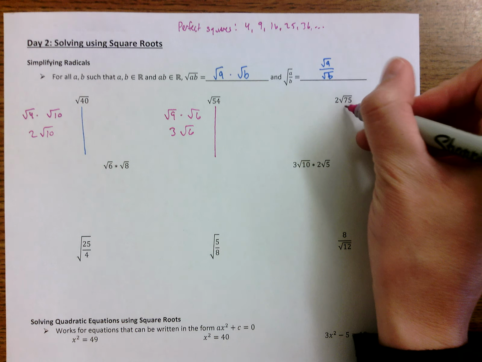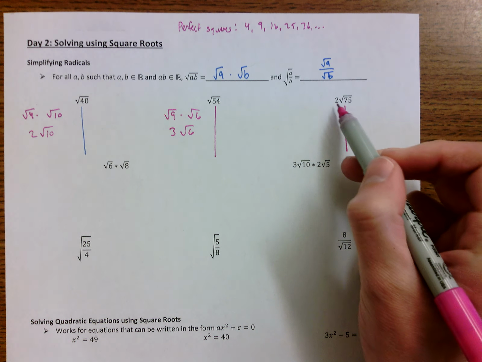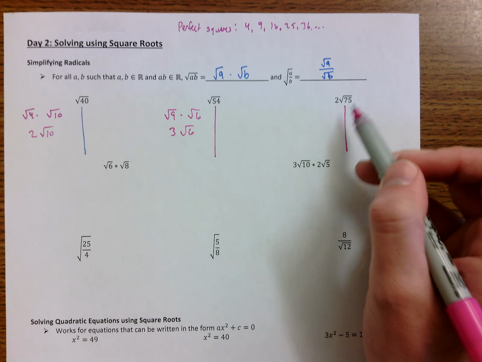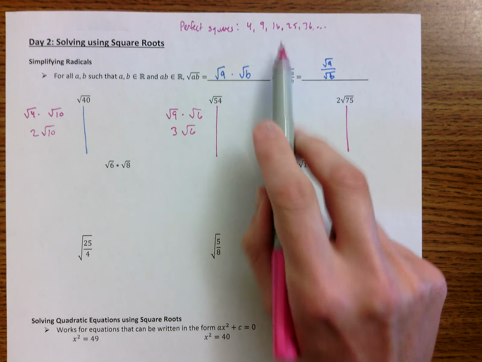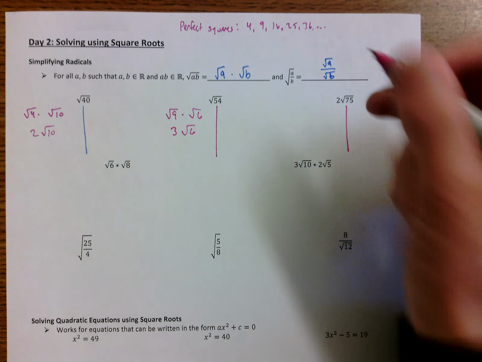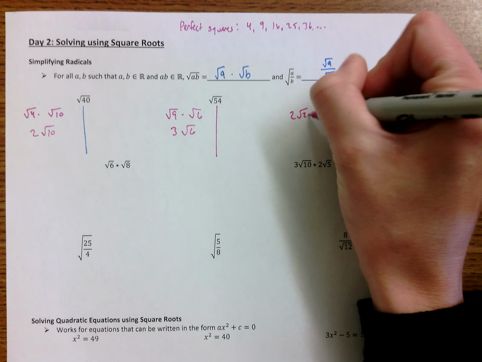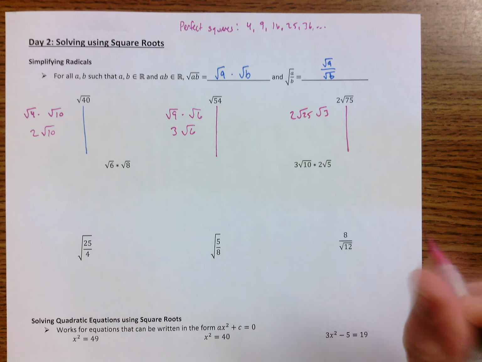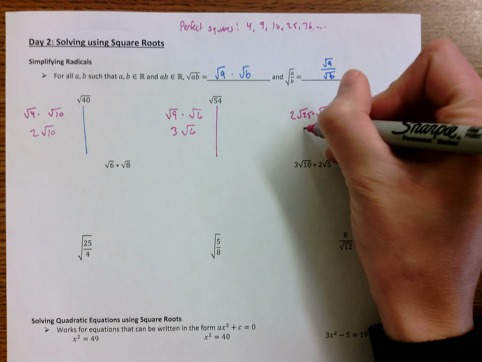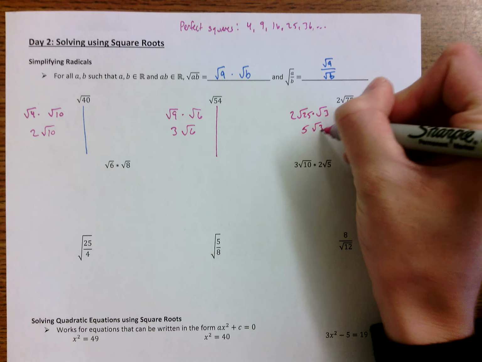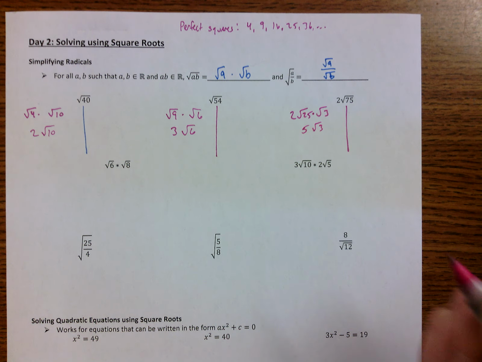Okay, this one over here, the only thing that would be different is that we're going to have this 2 chilling out at the front. So I'm going to focus on the 75. I need a perfect square that evenly goes into it, 25. So I'm going to rewrite this as 2 times the square root of 25 times the square root of 3. The square root of 25 is 5. The square root of 3 is just the square root of 3. That doesn't break down anymore.